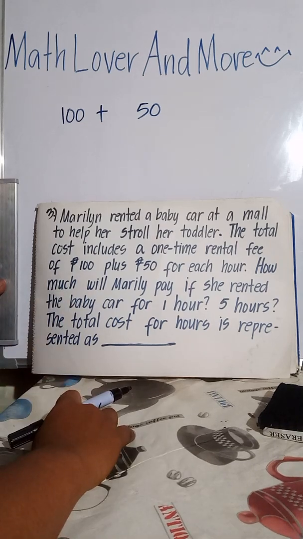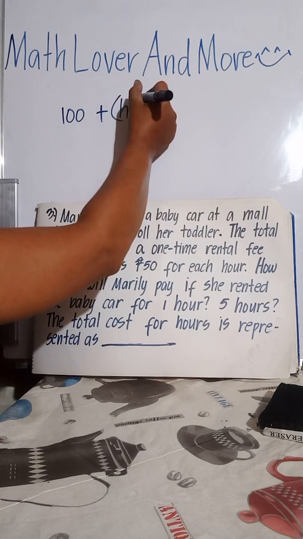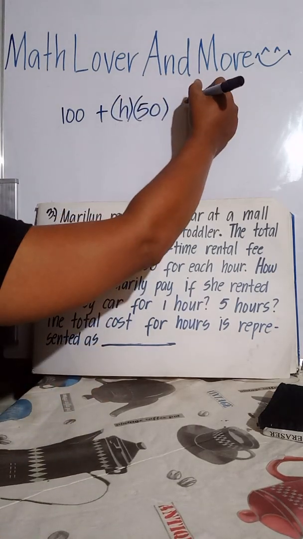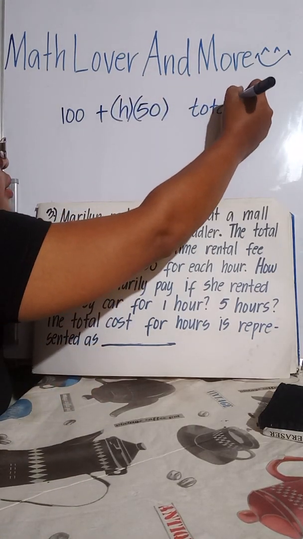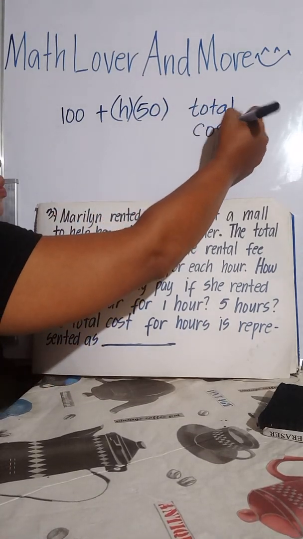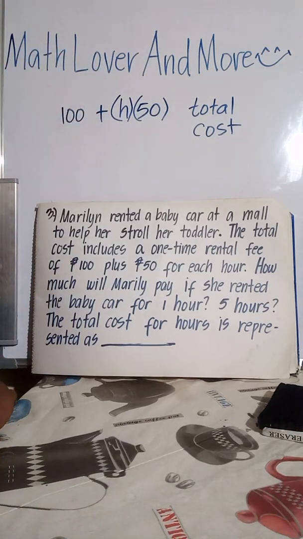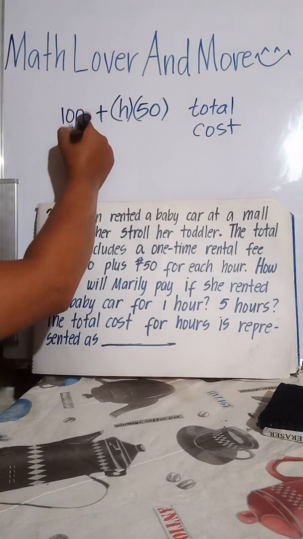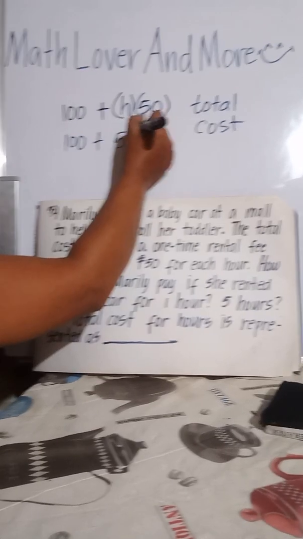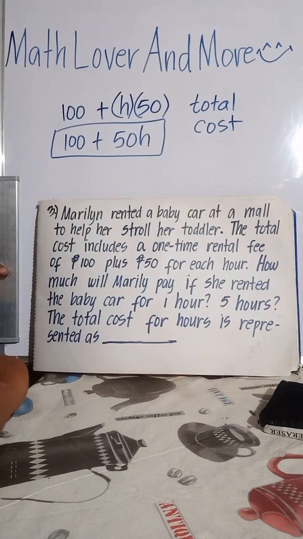And so I will just use h. The number of hours will be multiplied to 50 for you to get the total. That is the total cost. And so, when you write this final answer, you will have 100 plus h times 50, which is 50h. So this becomes our algebraic expression.